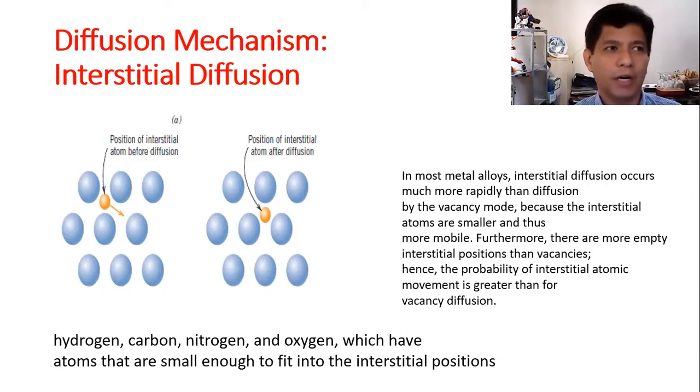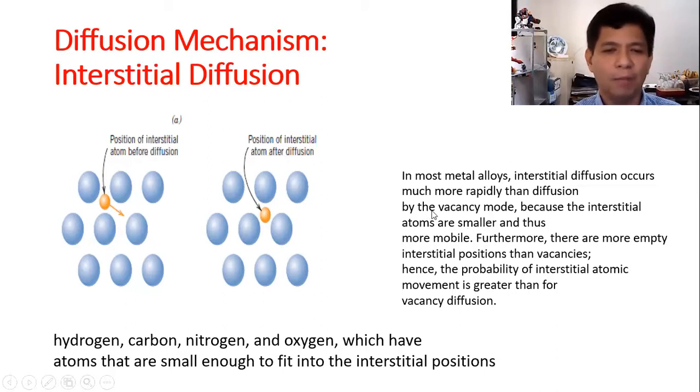So, halimbawa, imagine niyo FCC, no? So, FCC dun sa gitna, 'di ba, may interstitial space. So, yun, gumagalaw dun yung mga carbon. So, pag BCC naman, dun sa phase naman yung empty. So, dun gumagalaw yung carbon, no? Okay. Hydrogen, carbon, nitrogen, oxygen. Ito yung mga maliliit na atoms, which are small enough to fit into the interstitial position and are able to do interstitial diffusion. Okay. So in most metal alloys, interstitial diffusion occurs much more rapidly than vacancy diffusion. Mas mabilis to.